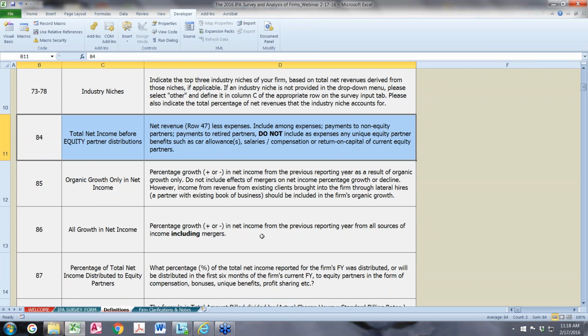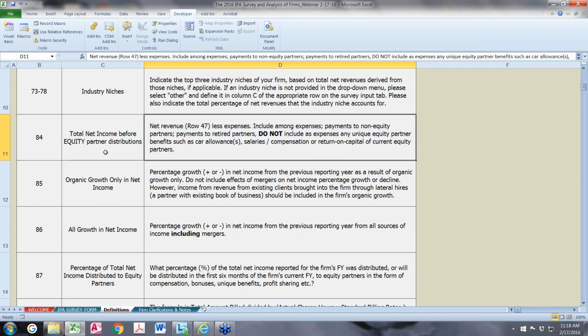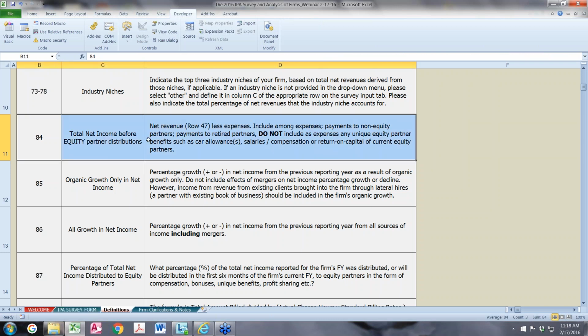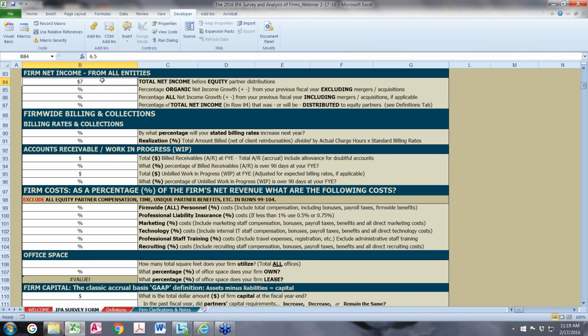Row 84 includes the net revenue, which was in row 47, less expenses. Include among the expenses payments to non-equity partners and payments to retired partners, but do not include as expenses any unique equity partner benefits such as car allowances, salaries, compensation, or return on capital of current equity partners. So again, with any questions that you've got as to what we're looking for specifically, be sure to jump back to the definitions tab.